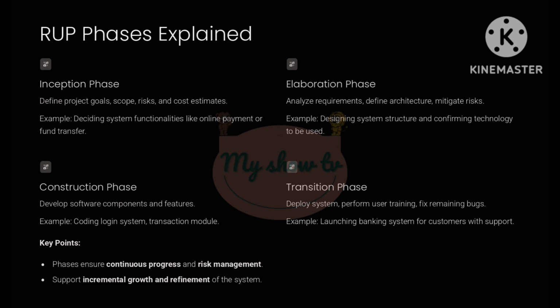Example: deciding on backend technology like Java or .NET, and designing system modules. 3. Construction phase. This is where actual coding happens. Software components are developed, integrated, and tested. Example: developing login, fund transfer, and statement modules. 4. Transition phase. Focuses on deploying the system, training users, and fixing remaining issues. Example: making the app live for users and handling feedback. Significance. Breaking development into these phases ensures systematic growth and effective risk management rather than rushing through the process.